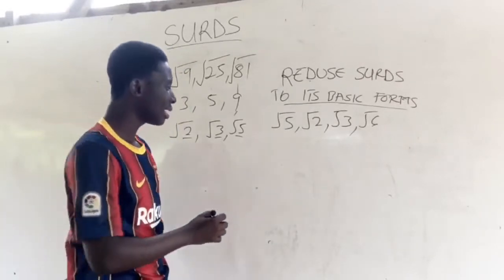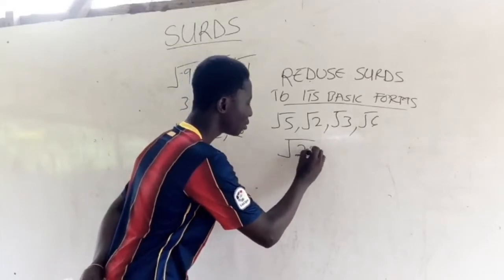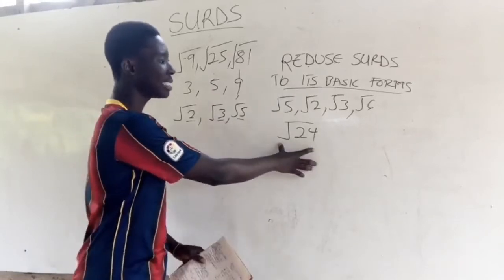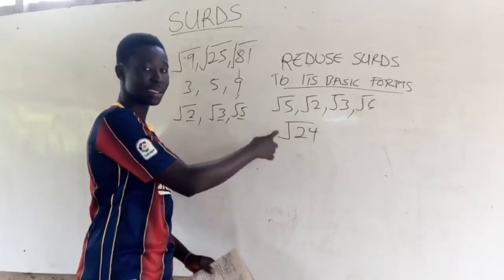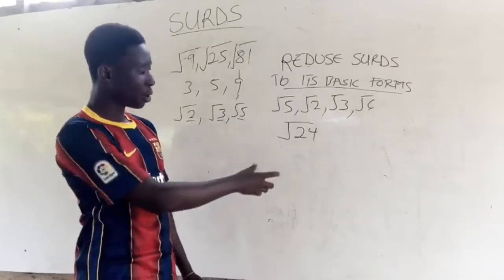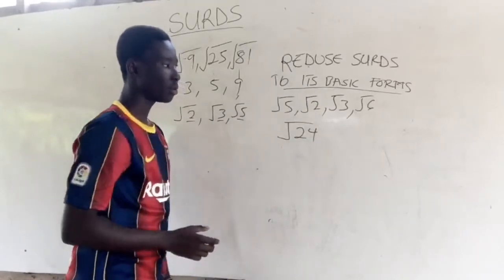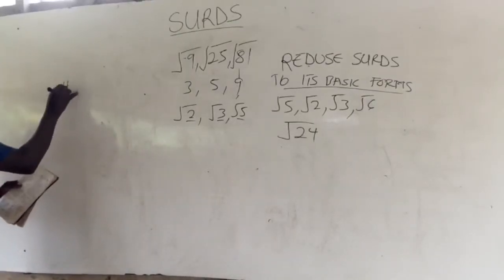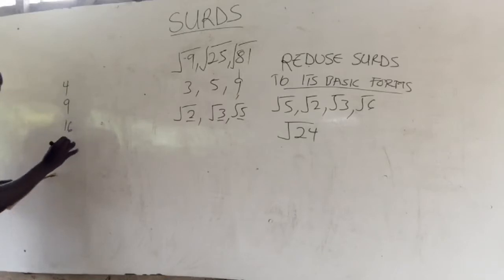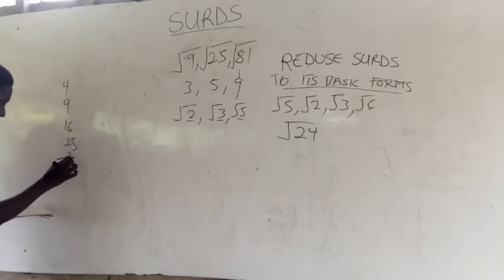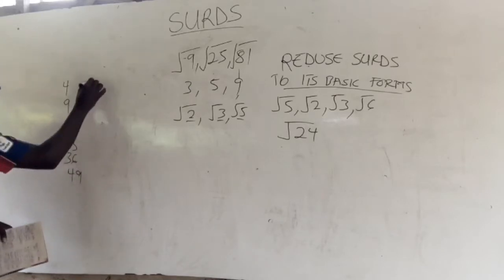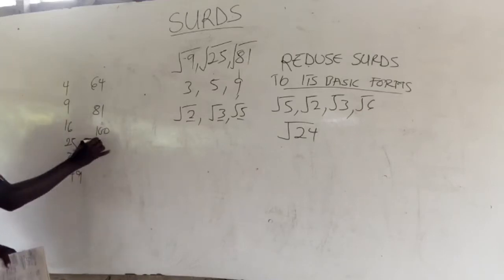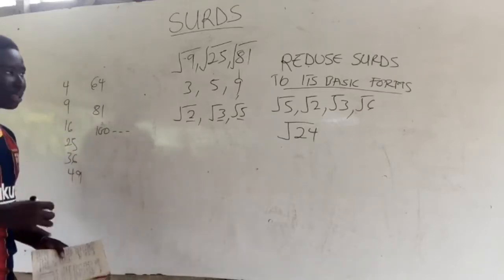But for instance, let's take root 24. Root 24 is not in the basic form, so we have to change it to its basic form. But before we can do that, let's take note of these perfect numbers: 4, 9, 16, 25, 36, 49, 64, 81, and 100. There are more. You can search for the others.